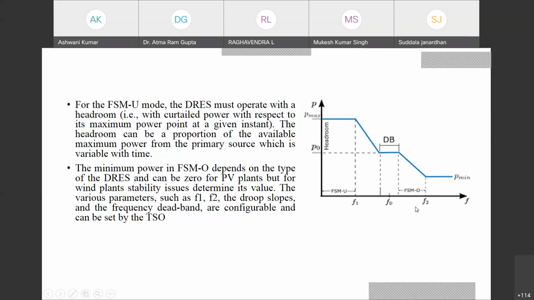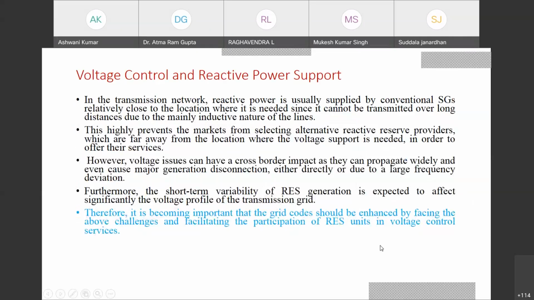So this is how the frequency behavior changes, we need to have the power variation very fast in the system such that the frequency is maintained within the tolerable range of the standards. Voltage control and electric power support, especially to the distribution system.